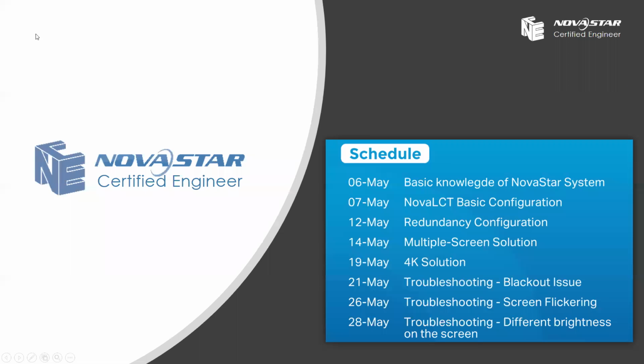And as you can see from this schedule, this is our 5th course. So it's time to have a short review about the last 4 courses. The first course is the basic knowledge of Nova control system, in which Jenny shares some information about the basic structure of the LED control system and how we calculate loading capacities of the output ports. And later, Arnold showed us how to use NovaLCT to perform the basic screen configuration of our LED screen. After that, we can make sure our screen can show the correct image.